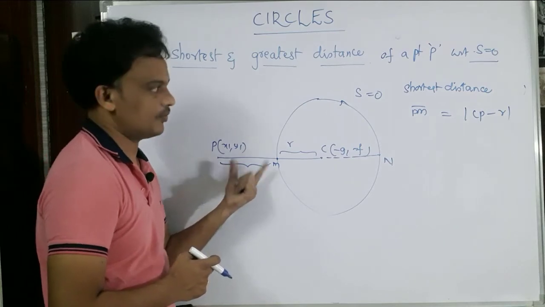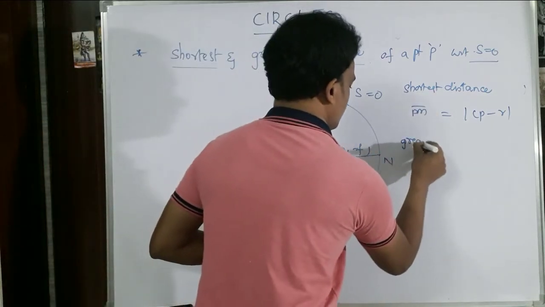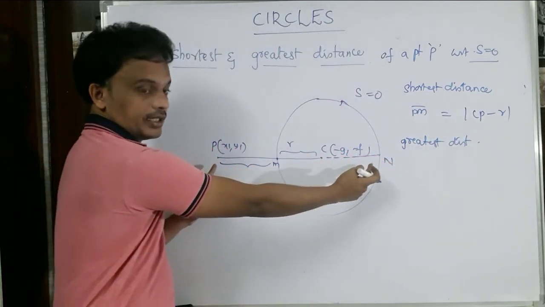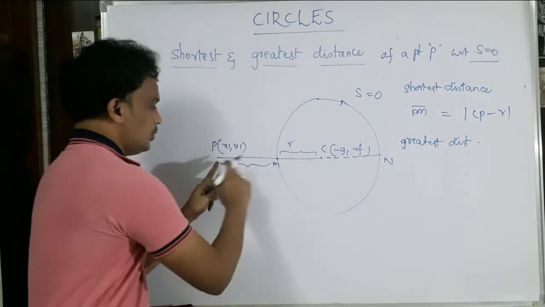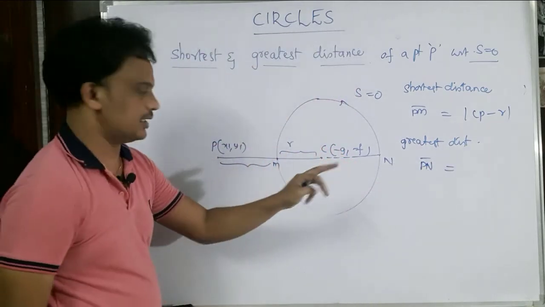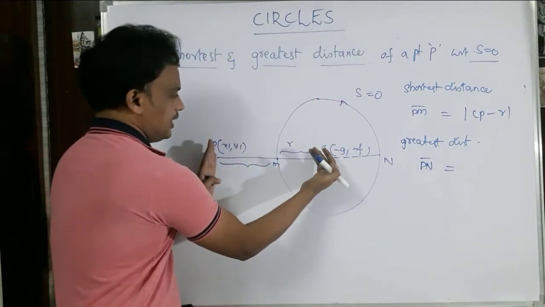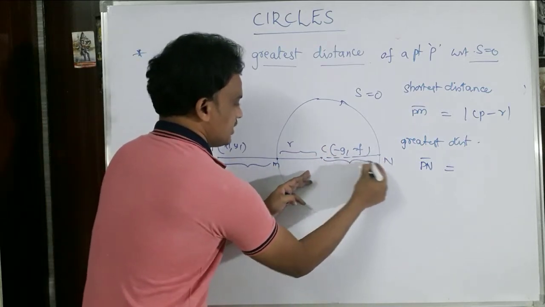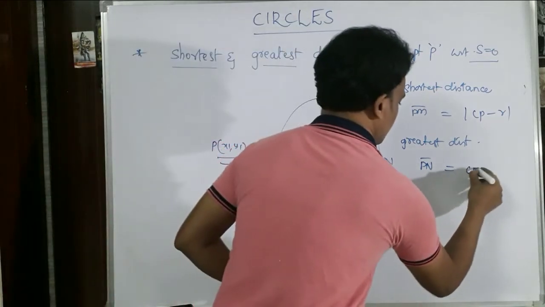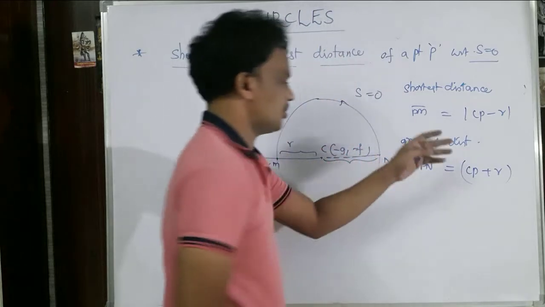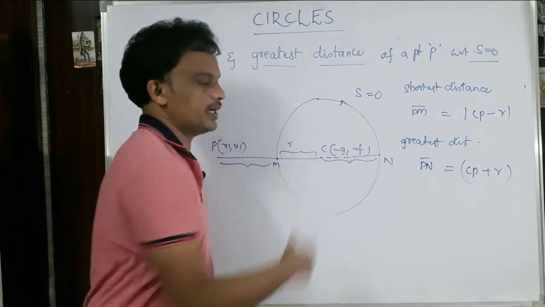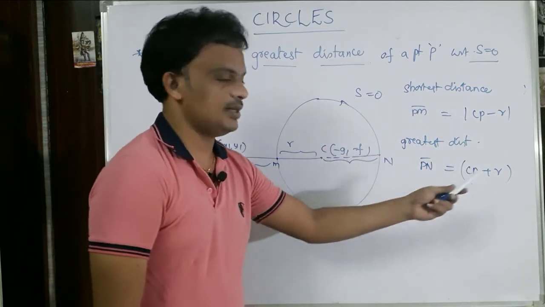Okay, and what is the greatest distance? The maximum distance. I think PN will be the greatest distance, is it right or not? P to N is the greatest distance, which is PN. How can you get the PN distance? PN can be written as the CP distance plus this is also the radius, am I right or not? Okay, CP plus R. So CP plus R is the maximum distance of a point with respect to the circle. Please observe this one, the shortest distance is CP minus R, so the greatest distance is CP plus R.